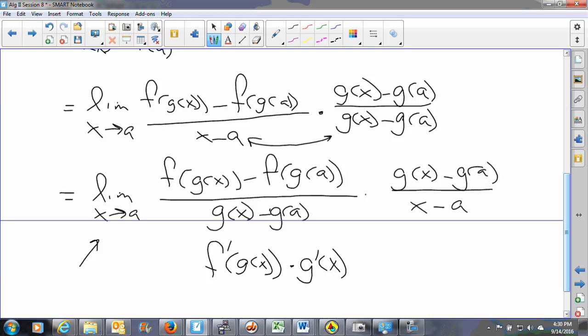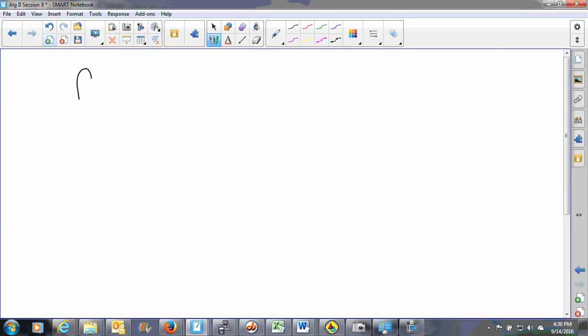Now what does this mean? Well, f of g of x is the composition of functions. In other words, we have some input that we put into g, but then the output of g becomes the input of f. And so if we want to know how fast f of g of x is changing at some instantaneous point, then it's the rate at which f is changing at that point times the rate at which the input function is also changing.